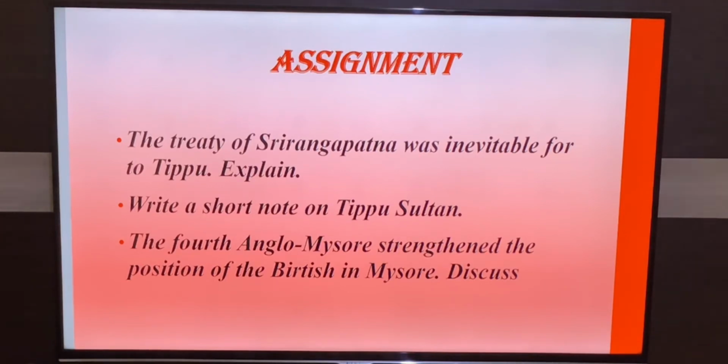And you will explain about the result of the Fourth Anglo-Mysore War. The territories were divided among the British, Marathas, Nizam of Hyderabad, and a small territory was given to the Mysore Wadiyar family. So these are the points you will write about the Fourth Anglo-Mysore War. Is that clear, children?